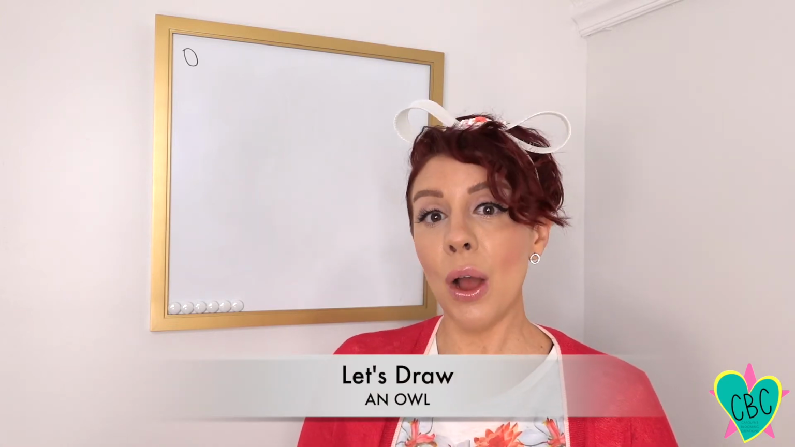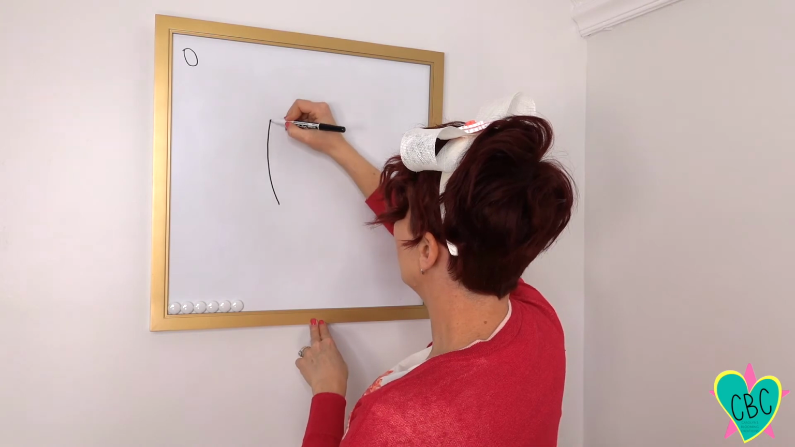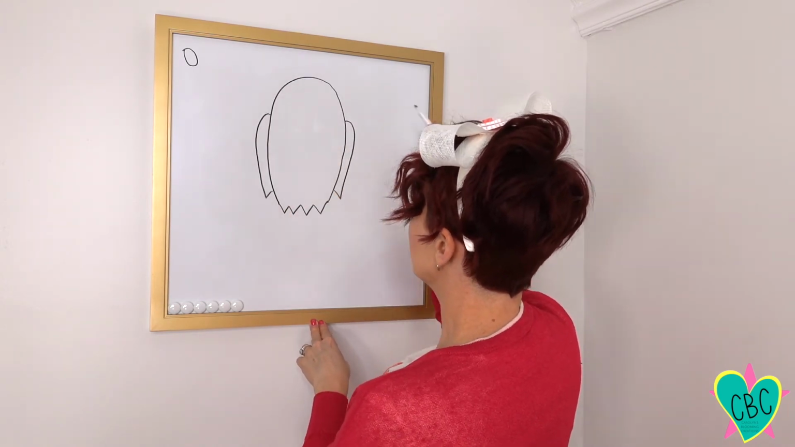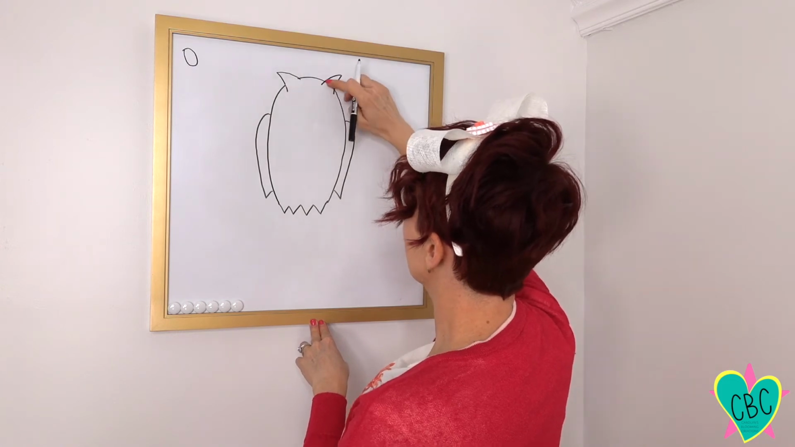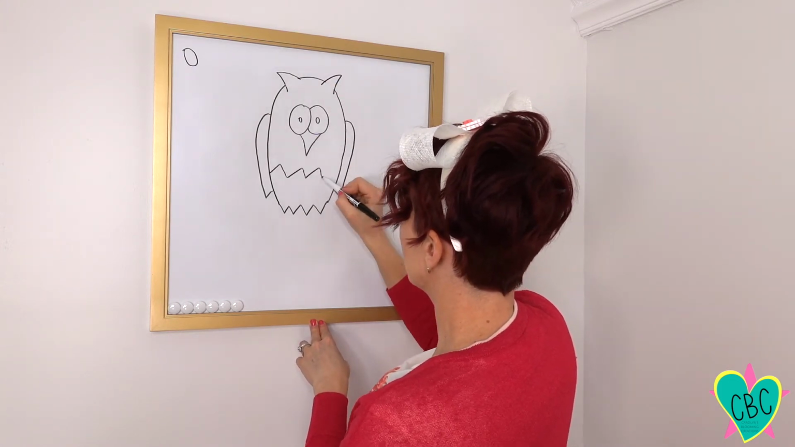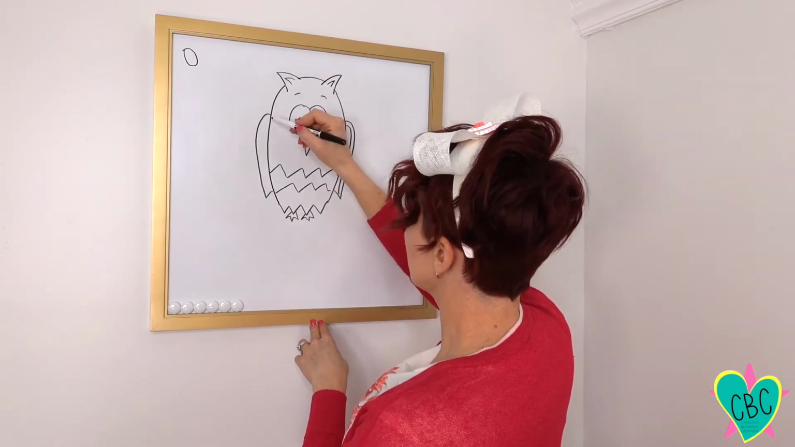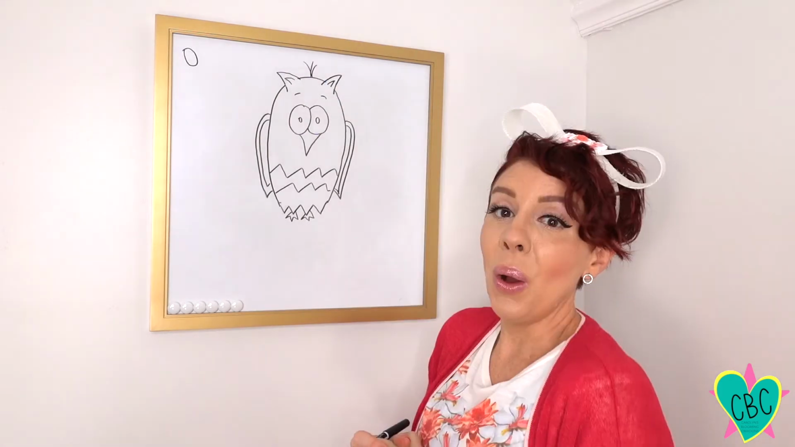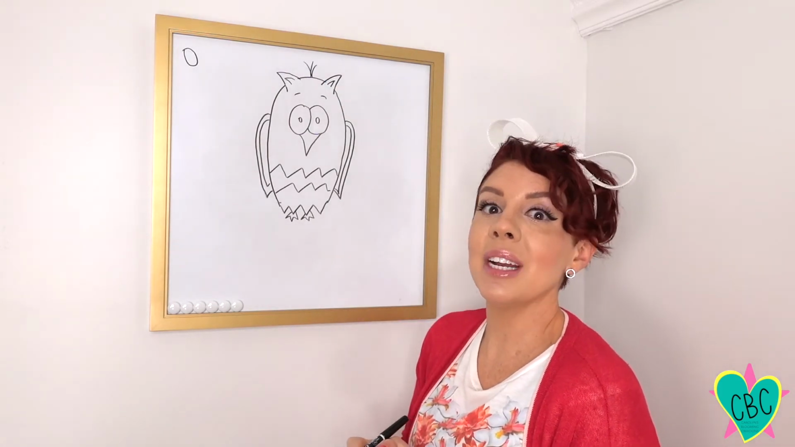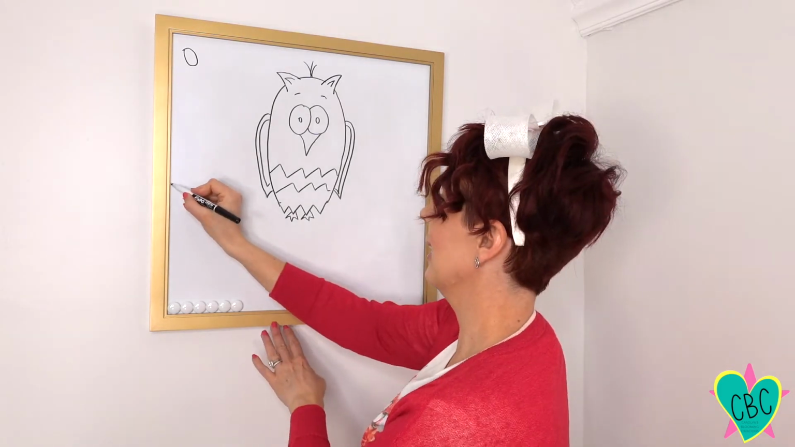Now for the letter O. For this letter, we're going to draw an owl. Oh, that's a cute little owl. Let's give him a branch to sit on and give the branch some leaves. Use your leaf drawing skills to do this.